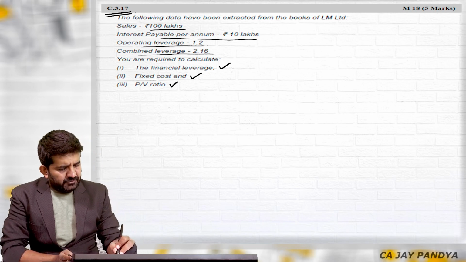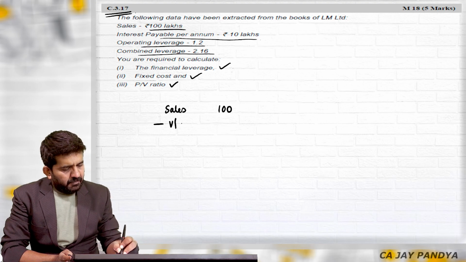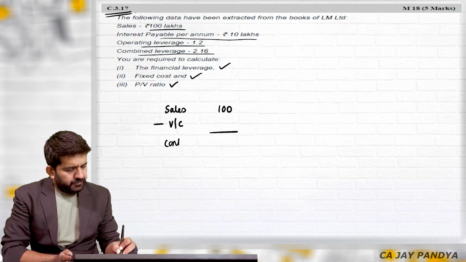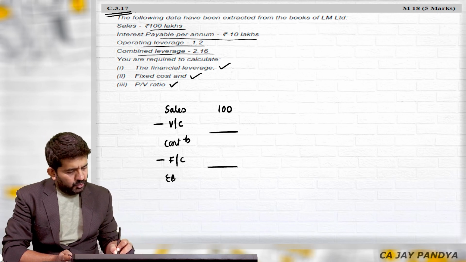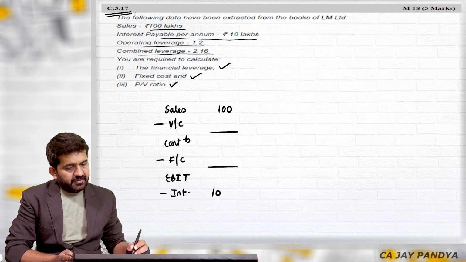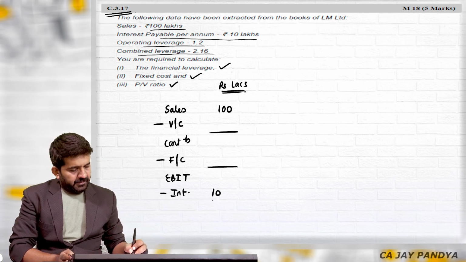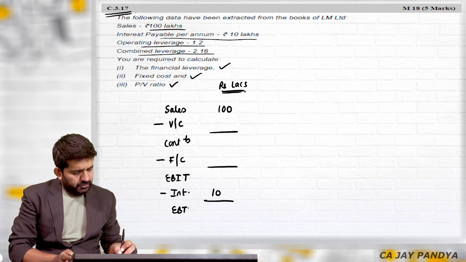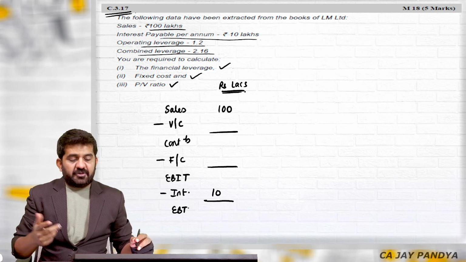We can just write down profitability statement. Sales 100 lakhs minus variable cost we don't know. So contribution also we don't know. Minus fixed cost we don't know. So we are not having answer of EBIT minus interest. This we are knowing. Interest payable is 10 lakhs rupees. Rupees are in lakhs. And we don't know EBIT. Alright. We have written all the figures which are available.